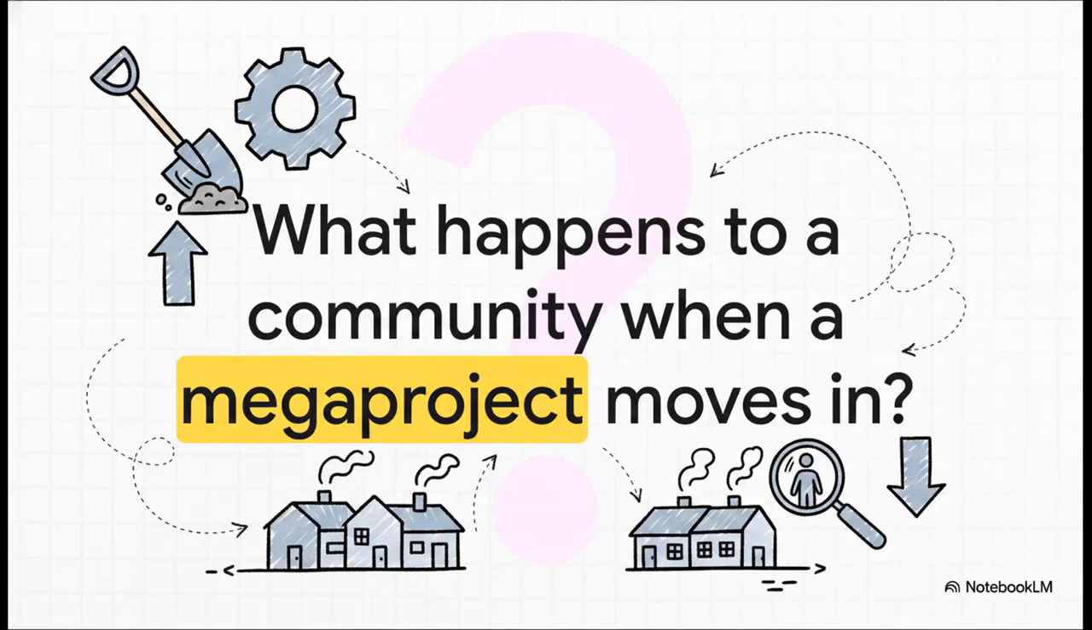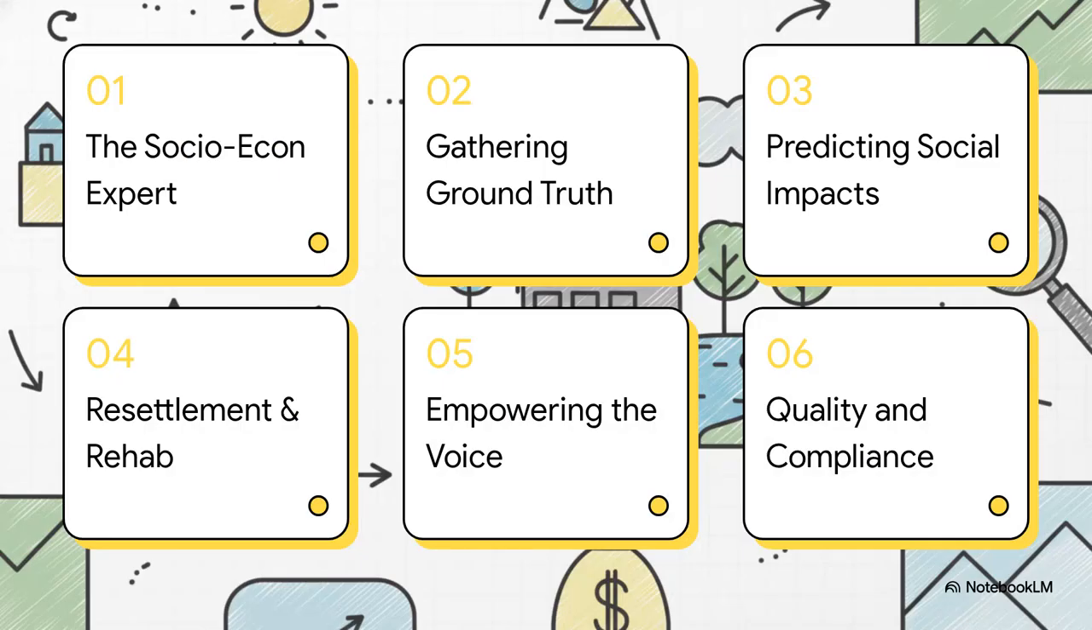Think about it. What actually happens to a community when a mega project moves in? Well, before the very first shovel even hits the dirt, we absolutely have to understand the profound ripple effects that a project is going to have on the folks living right there in its shadow. Because a mega project doesn't just alter a landscape, it literally reshapes local economies, daily routines, and the entire social fabric of an area. And this isn't just some guesswork. We use highly specific methodologies to predict, measure, and manage these massive changes to make sure development doesn't just run over vulnerable populations.